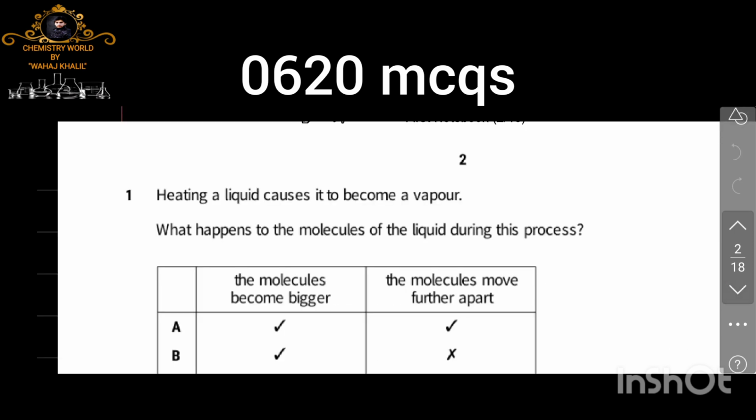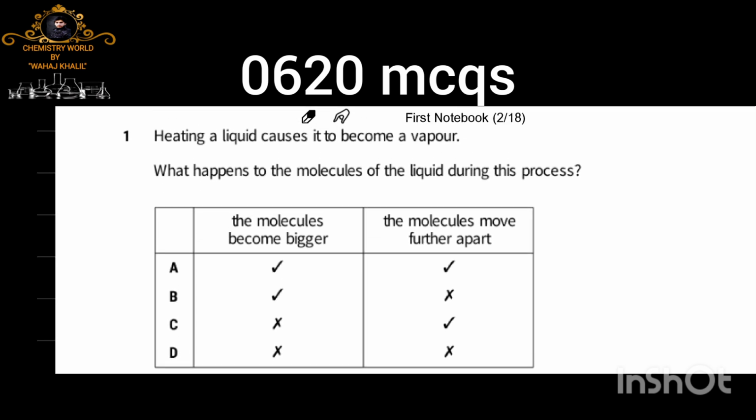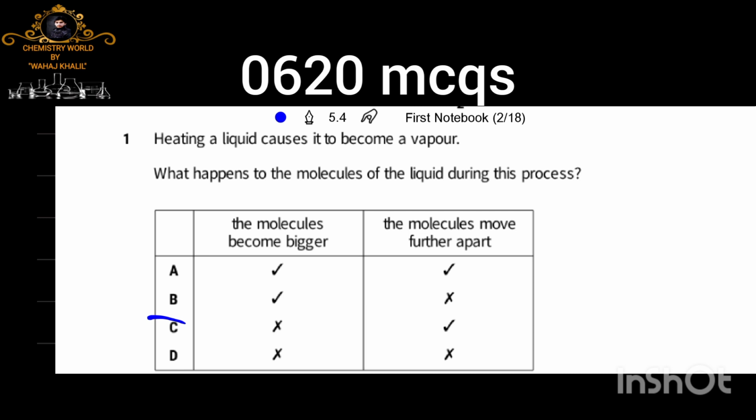So it is our question number 1. Heating a liquid causes it to become a vapor. It is the phase change of a liquid into a vapor. So what happens to the molecules of a liquid during this process? The molecules become bigger, or the molecules move further apart. Heating can't cause a change in the shape of a molecule. It can only separate the molecules. So the molecules move further apart is a tick, and the molecules become bigger is a cross. So it's C.